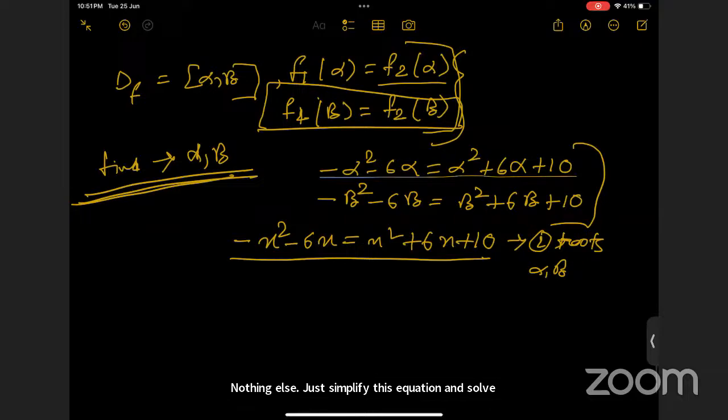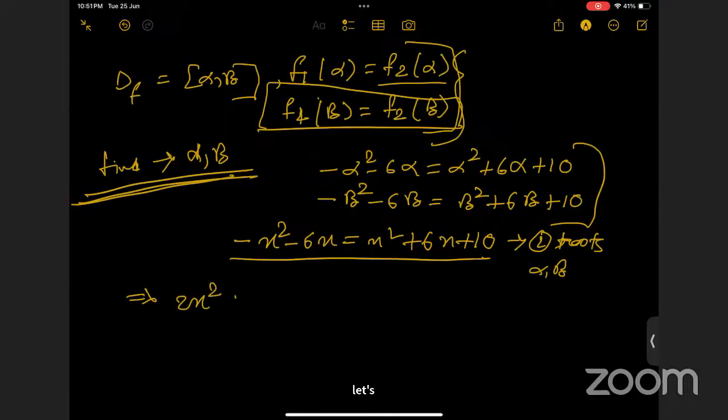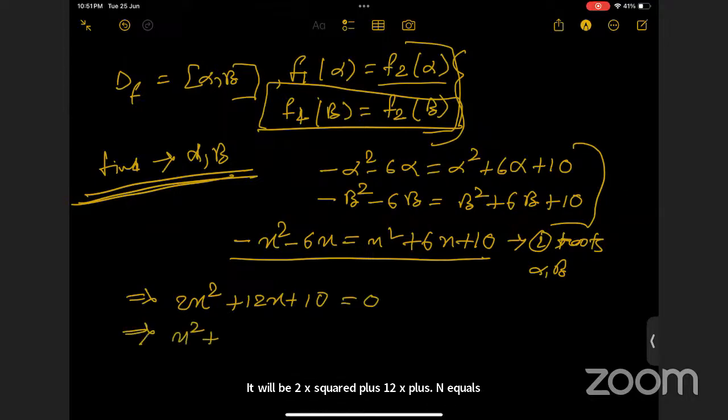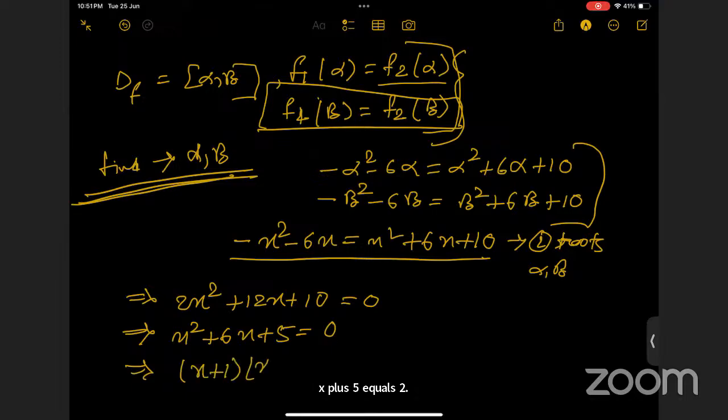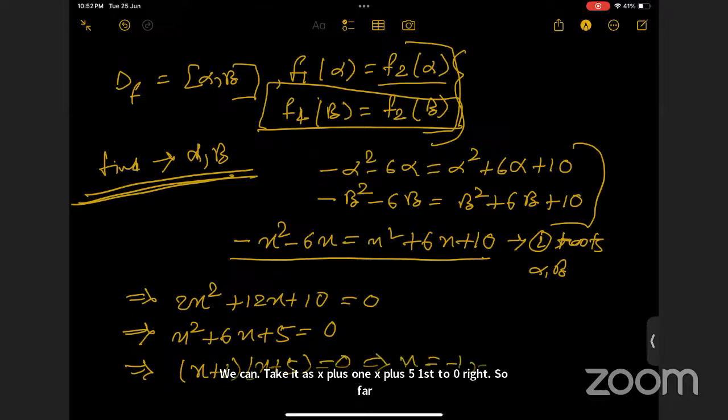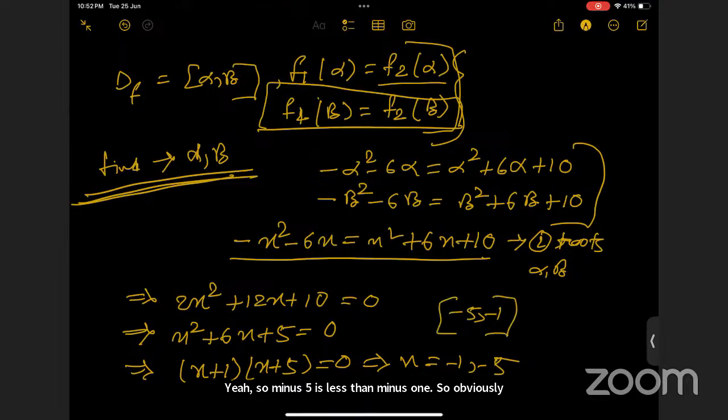Okay, let's do it together. It will be 2x squared plus 12x plus 10 equals 0. Simplifying again, it will be x squared plus 6x plus 5 equals 0. We can write it as (x plus 1)(x plus 5) equals 0. So from here we get minus 1 and minus 5. Minus 5 is less than minus 1, so obviously the interval will be minus 5 to minus 1. Okay, ma'am, got it.